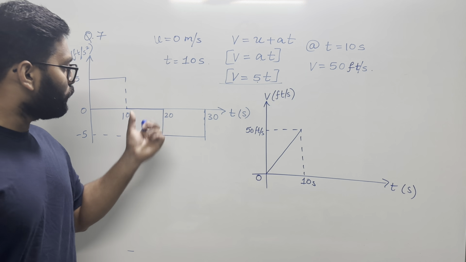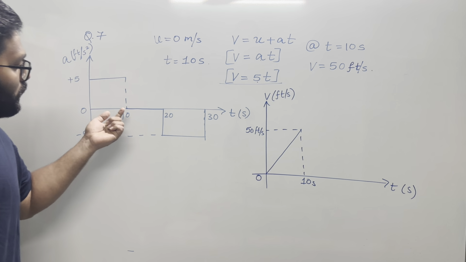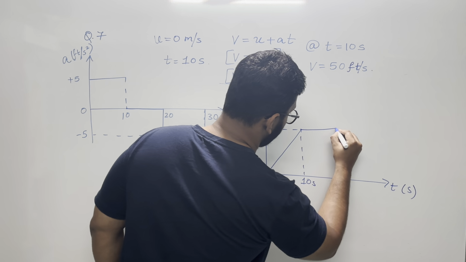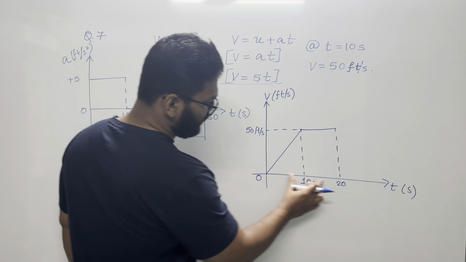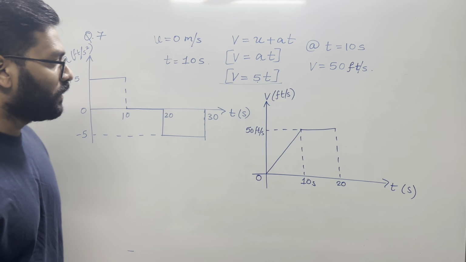Now in 10 to 20 seconds, it is having a zero acceleration. That means it will continue moving with the same velocity for another 10 seconds. Let's draw it like this. So that is 20. I think this and this are not equal, but it's okay. We have little space only.